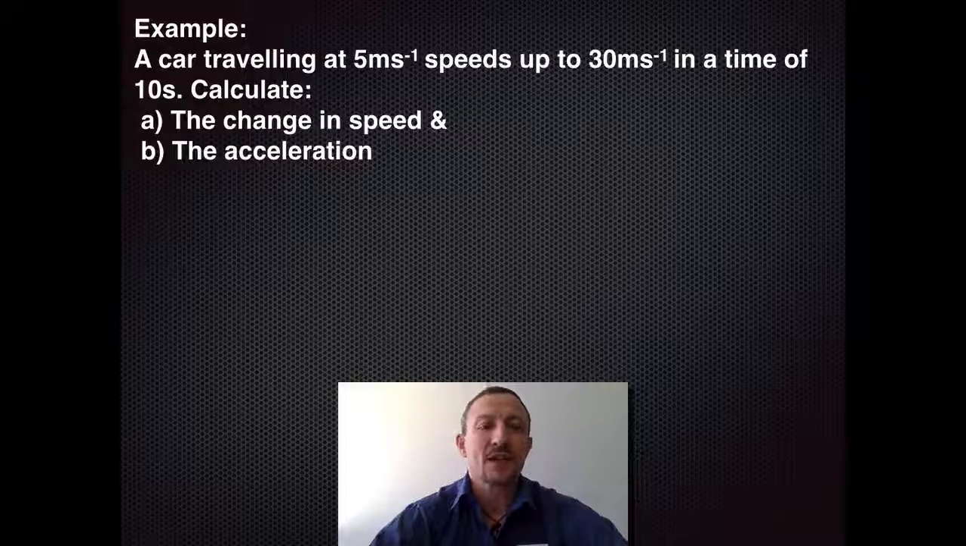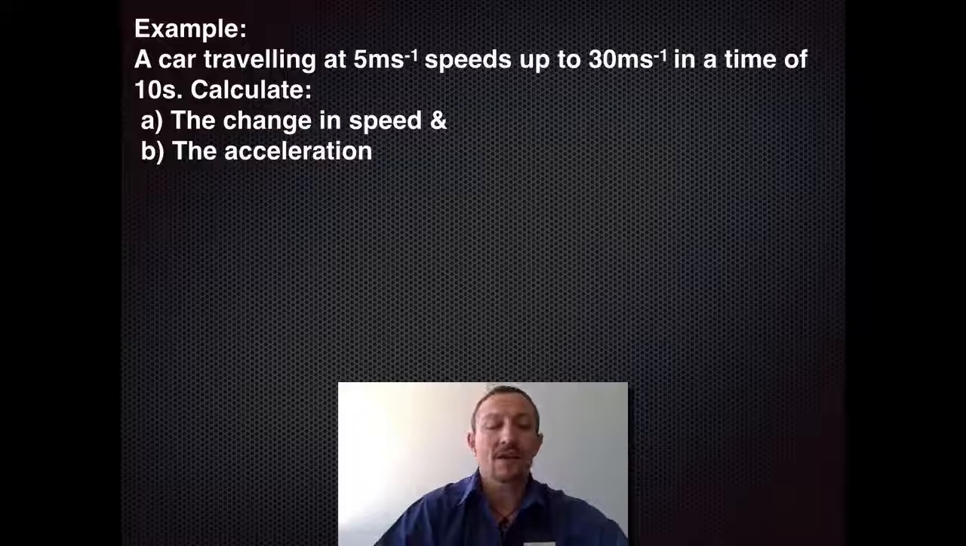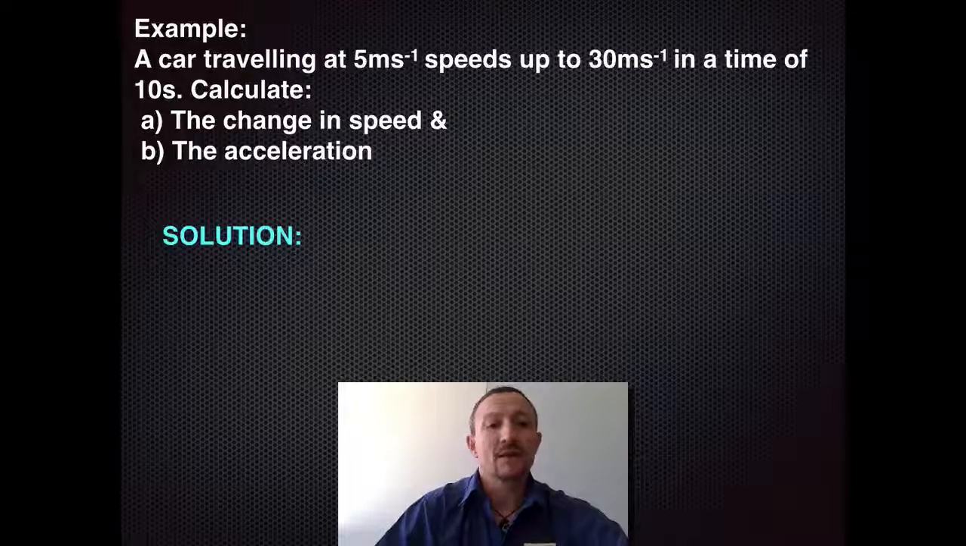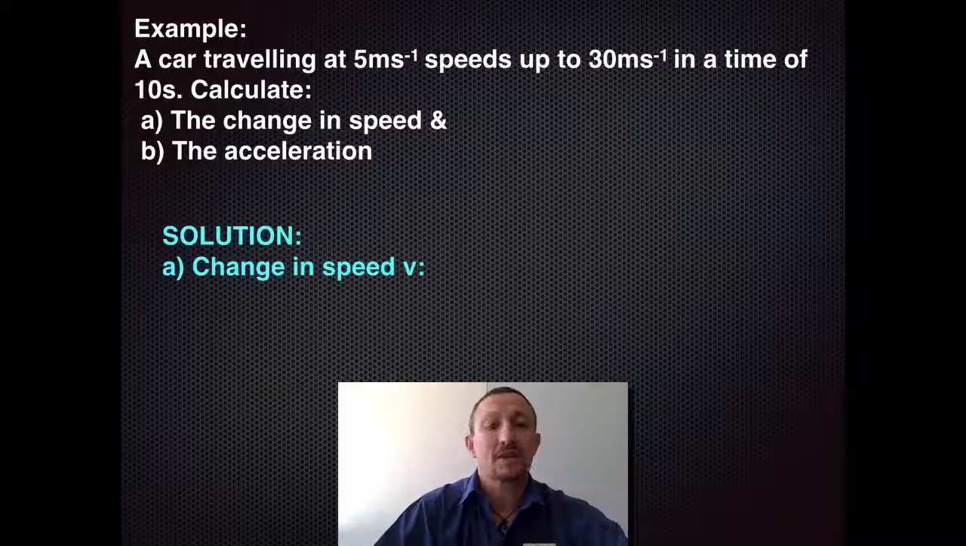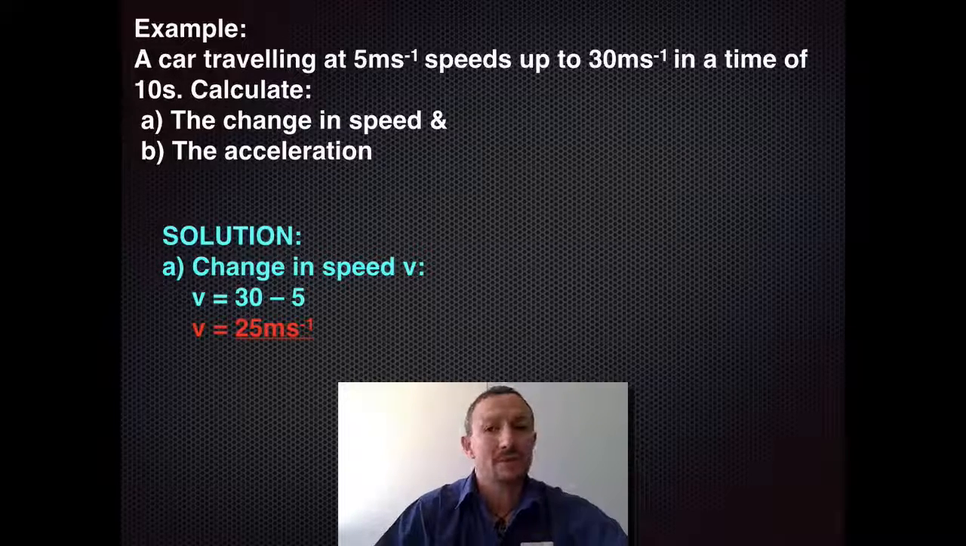So in this case the change in speed is going to be v minus u, or the final speed minus the initial speed. So as a result, our final speed is 30 meters per second and our starting speed was 5 meters per second. So I take these two away, 30 minus 5. The result is the change in speed is going to be 25 meters per second.